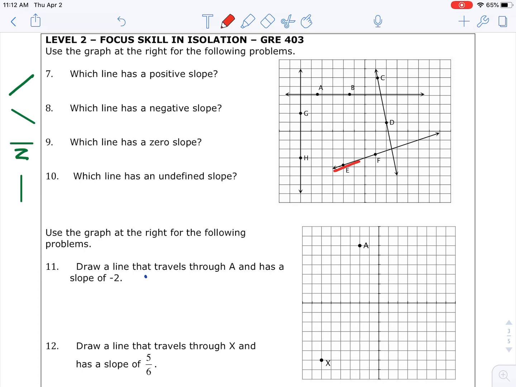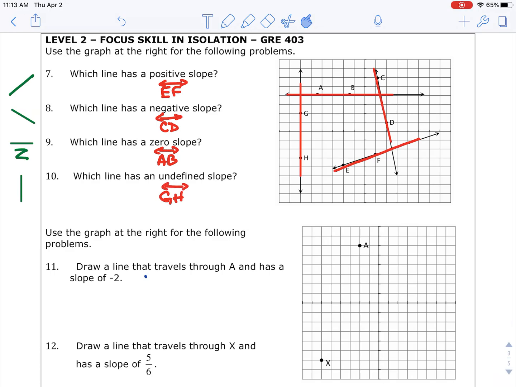Well, the one EF looks to be going up from left to right, so therefore I am going to say that EF has a positive slope. Which one has a negative slope? Well, it looks like CD is going down from left to right, so I'm going to say CD. Which one has a zero slope? The horizontal one, AB, looks to be going straight across. So AB. And then which one has an undefined slope? The only one that's left is this one, GH. So GH is undefined.